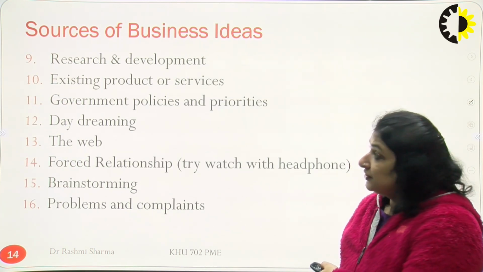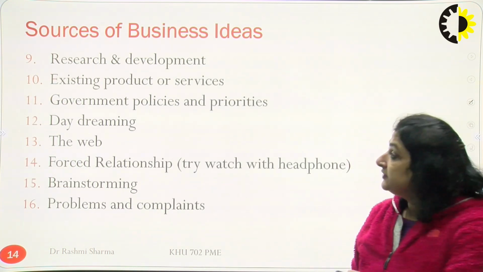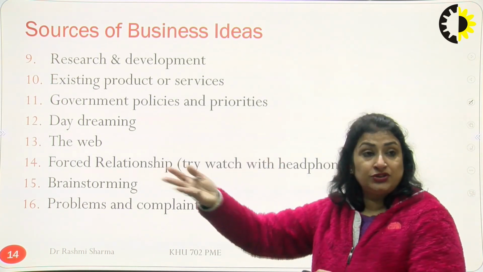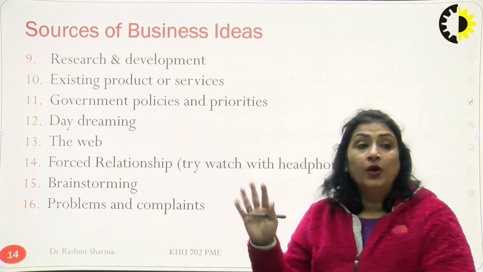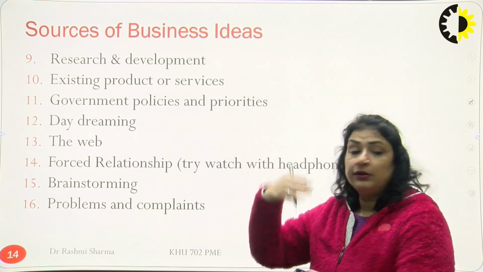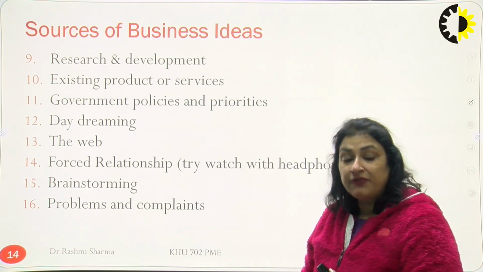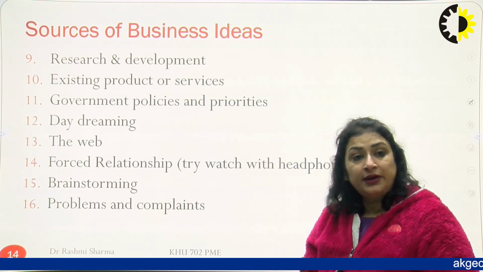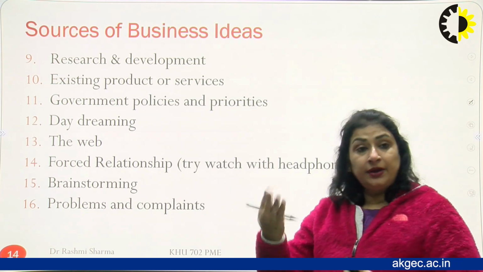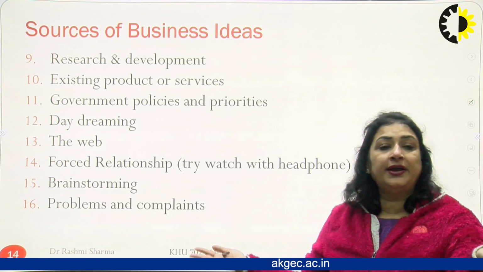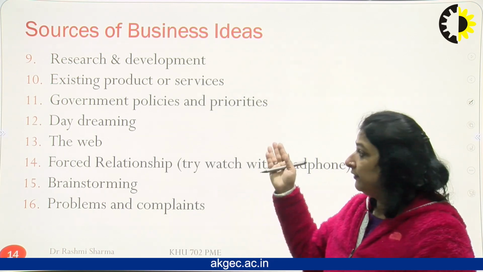Next is research and development, existing products and services, and government policies and priorities, like Swachh Bharat Abhiyan, Beti Padhao, now Atmanirbhar. More and more startups are being started for these government policies, and they are giving priority there. Like the Smart India Hackathon, the government is encouraging students with a given problem statement, different ideas come in, and the best one is selected and given the prize.